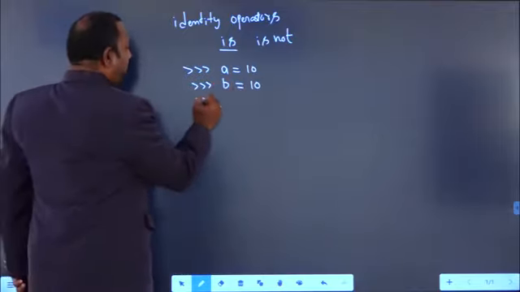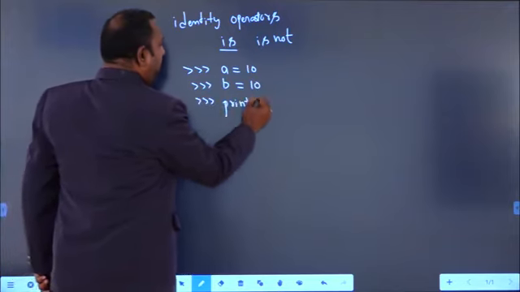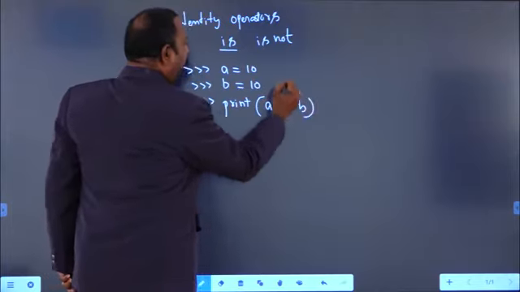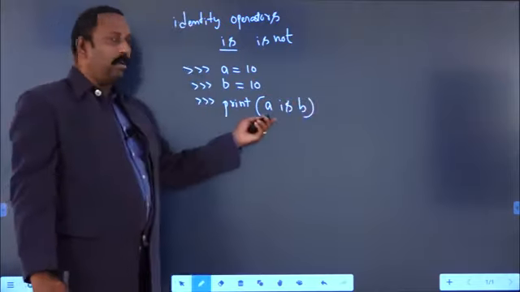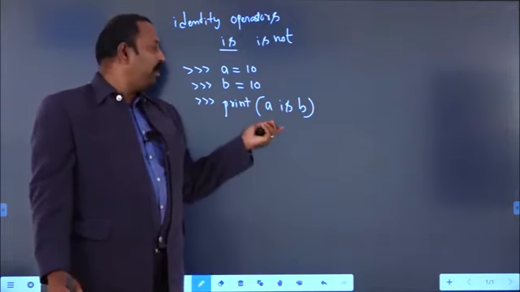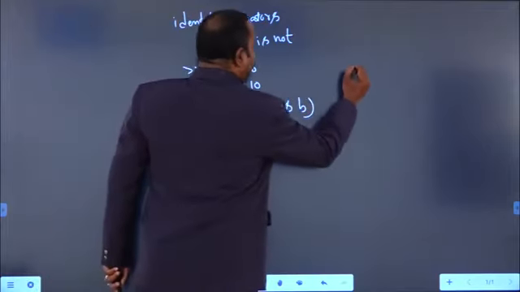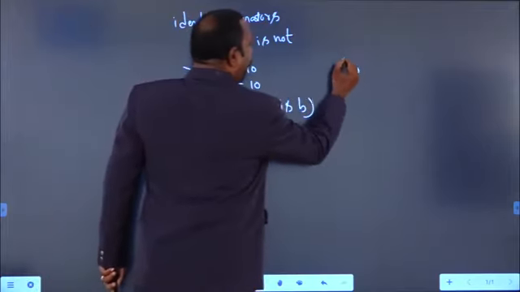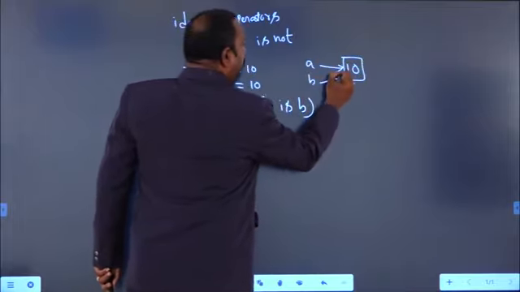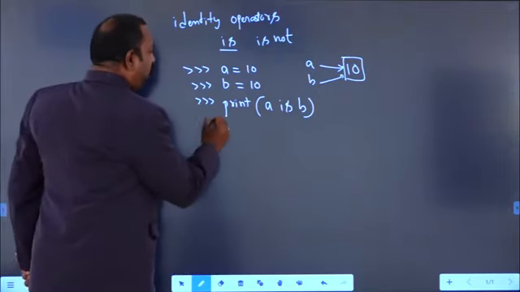Now I am checking the condition: print A is B. So what will happen here? It will compare the address of A and the address of B. If both are equal, then you will get the output true. Otherwise, you will get false. In Python, whenever you create 10, A is pointing to 10 and B is also pointing to the same location. That's why you will get the output true.